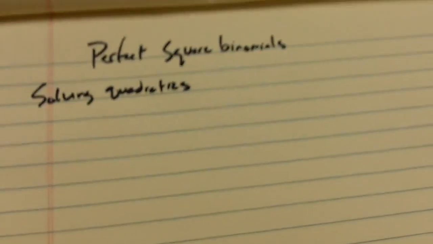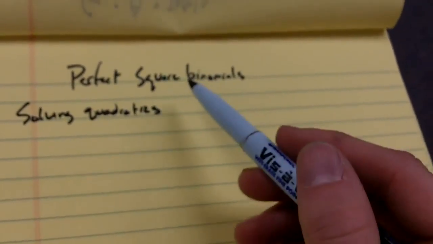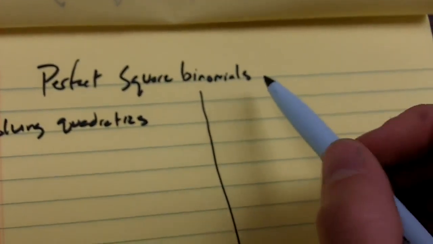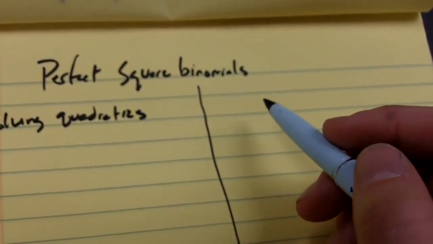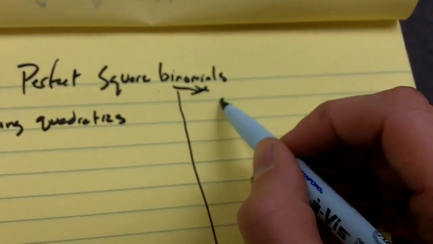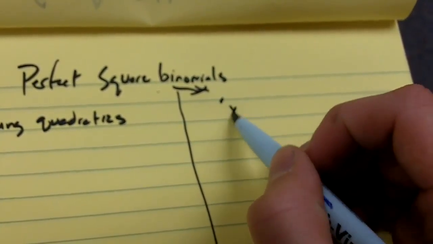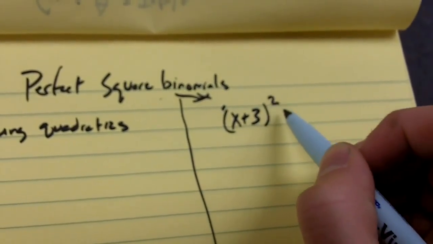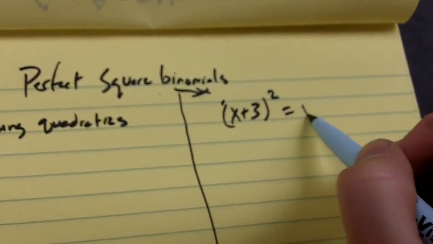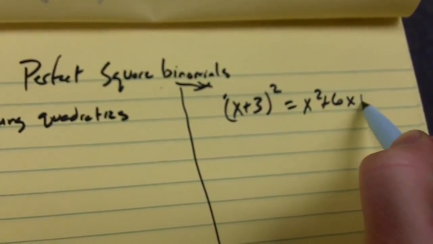in just a second. What I want to talk about first, though, is this thing called completing the square, which we'll look at in a few days. Today we took a few minutes to look at what a perfect square binomial is. A perfect square binomial is something like x plus 3 squared. When you multiply it out, you get x squared plus 6x plus 9.